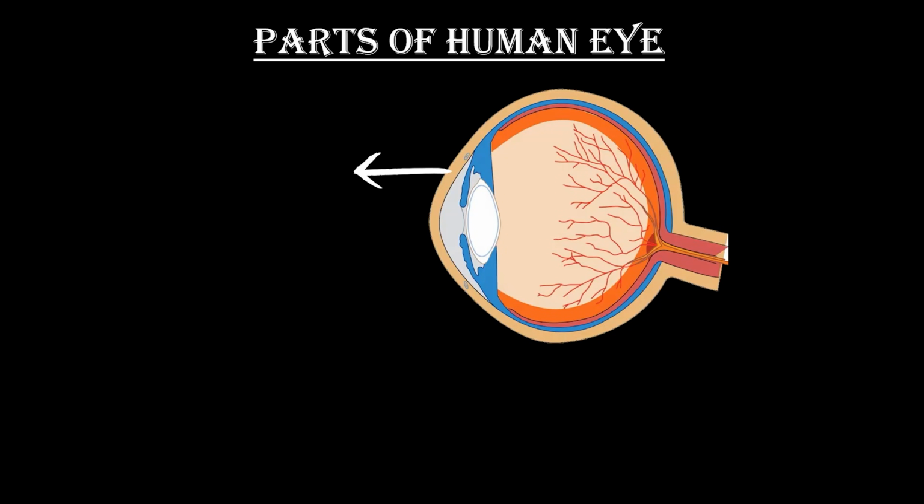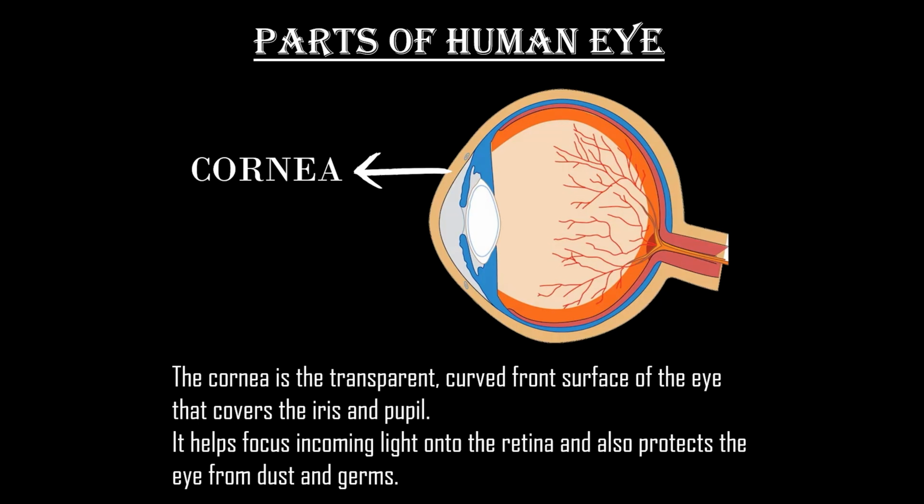Okay, let's start. The first part of the human eye is the cornea. So, what is the cornea? The cornea is the transparent curved front surface of the eye that covers the iris and pupil. What are the iris and pupil? You'll study that next. First, you should see what the cornea is.